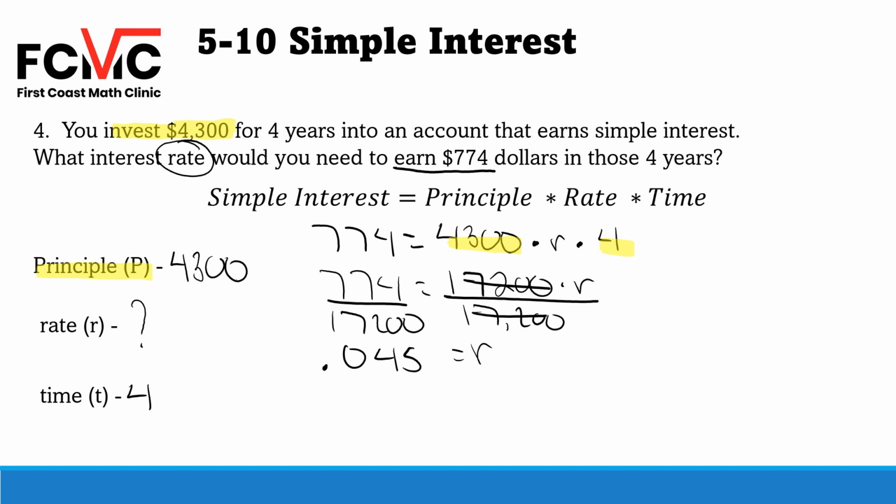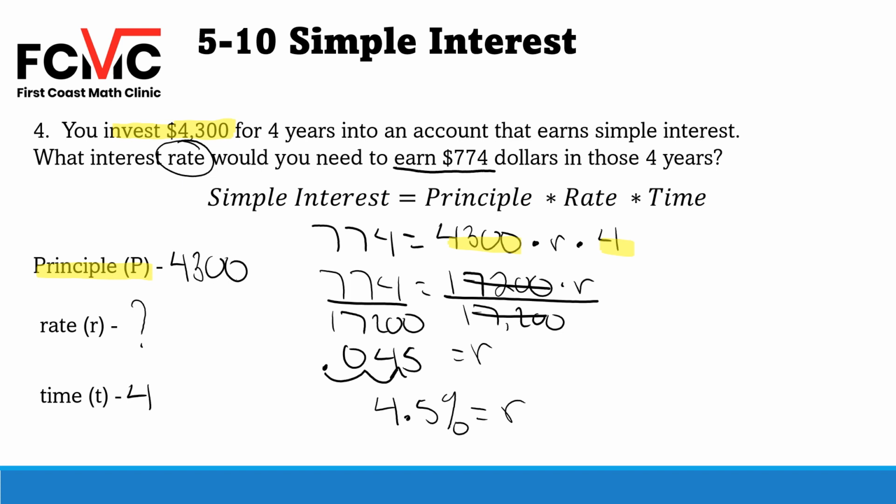Remember, our rate is a percent, so we want to convert that from a decimal to a percent. So how do we do that? We can move our decimal from the left to the right. We're going to move it 2 places to the right. So 1, 2, and this is going to be 4.5%. So our value for R should be 4.5%.